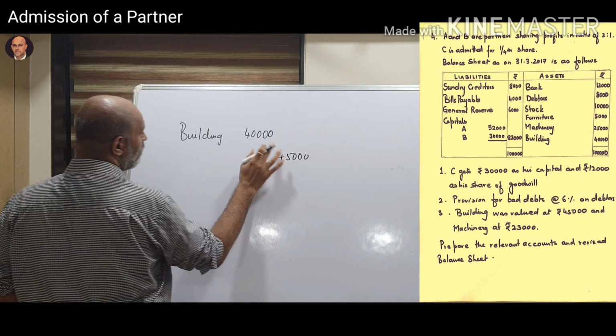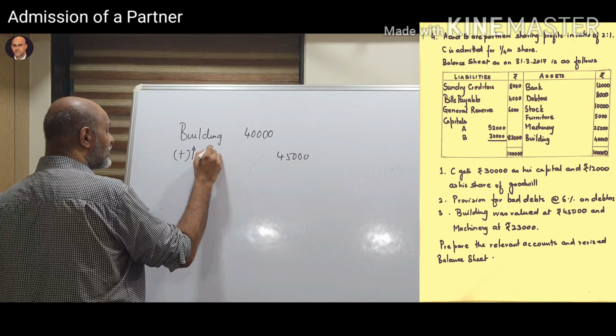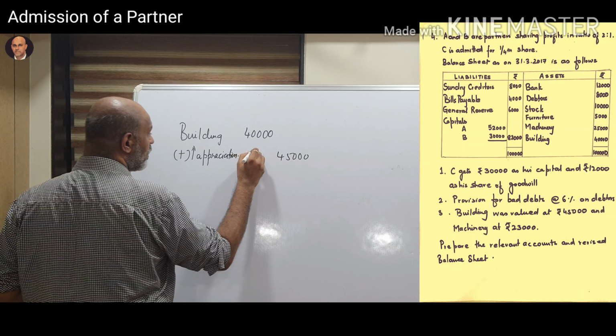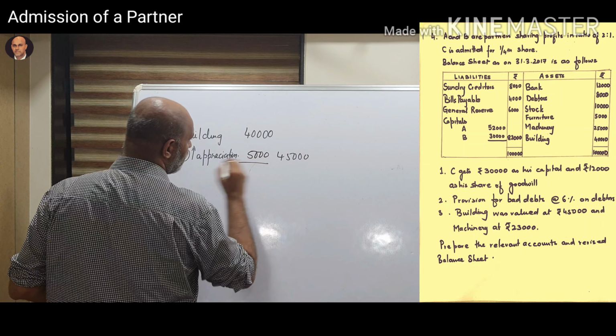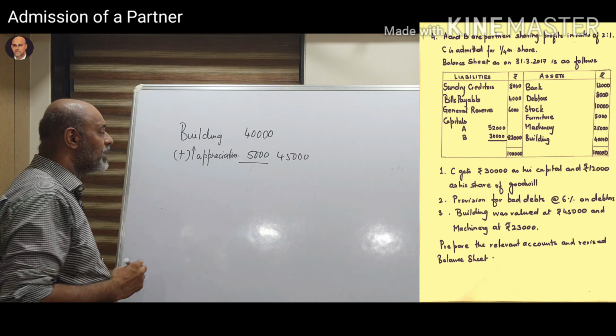How do I get 40 to 45? By adding. So there is an appreciation. There is an appreciation of building. The value has gone up. Okay, how much has it gone up? By 5,000. Okay, so this is the value of your building going up 5,000.